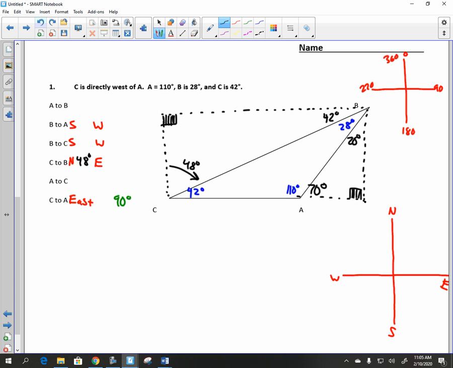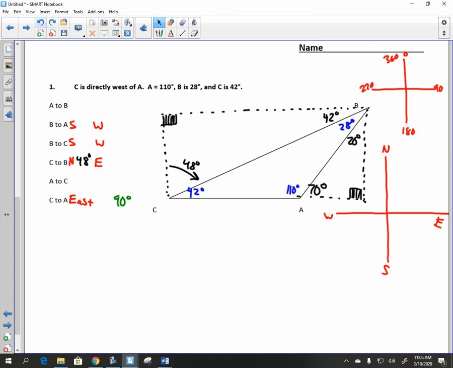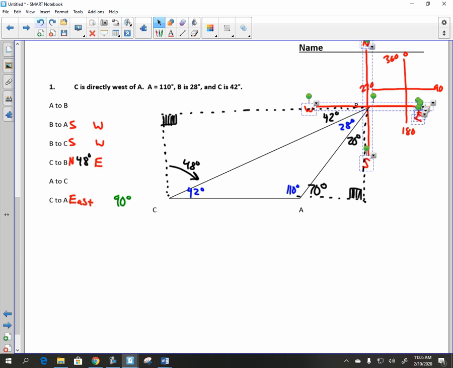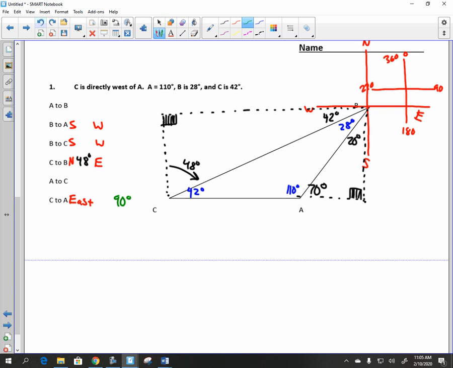So now if I take that compass and I put it back in place, you guys said we travel southwest. Well, again, I asked the question, how many degrees to the west of south do I turn? 20. So to get from B to A, it's south 20 degrees west. To get from B to C, it's south how many degrees west? 48.